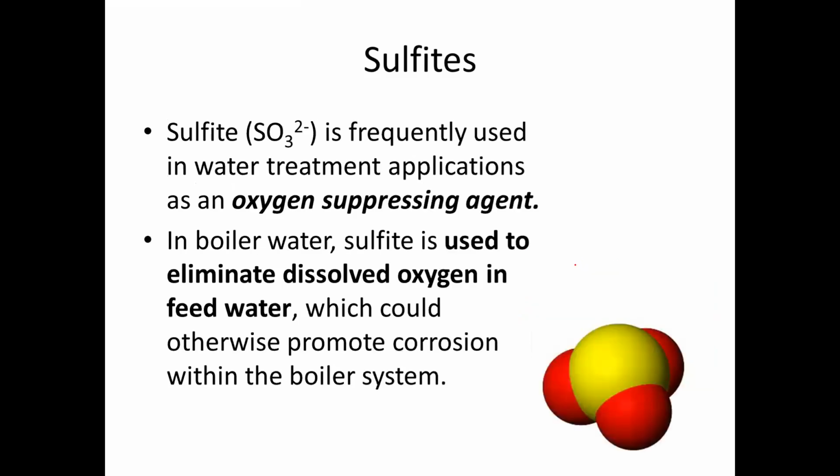Sulfite is frequently used in water treatment applications as an oxygen scavenging agent. In boiler water, sulfite is used to eliminate dissolved oxygen in feedwater, which could otherwise promote corrosion. So we use sulfites to remove oxygen. But sodium sulfite could also cause other contaminants in our water. The preferred chemical for water treatment would be hydrazine. However, if what is available on our vessel is sulfites, then there are necessary steps on how to use it. So, sulfites.